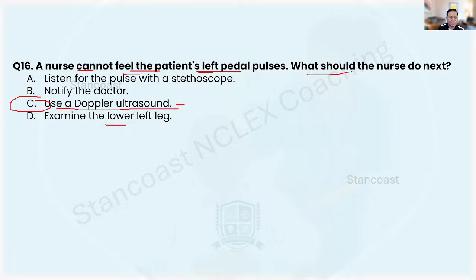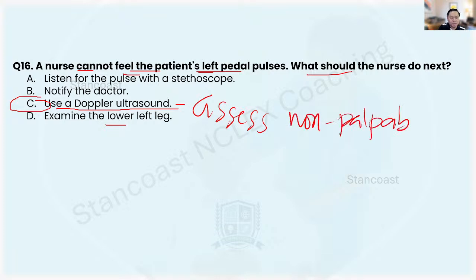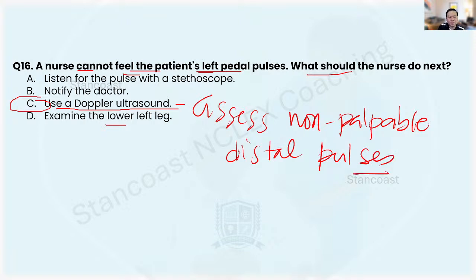This is the correct answer. This is to assess non-palpable distal pulse. Okay, to assess non-palpable distal pulse. So what you probably would be hearing when you are using the Doppler ultrasound, so you will hear that whooshing sound.